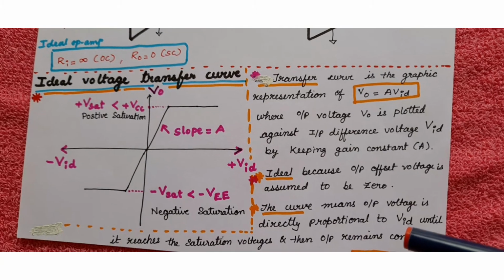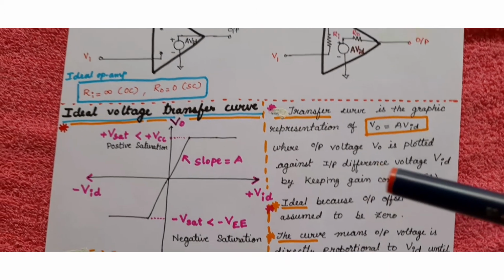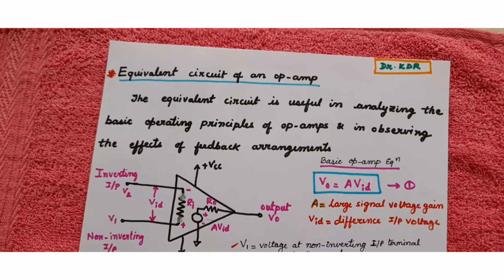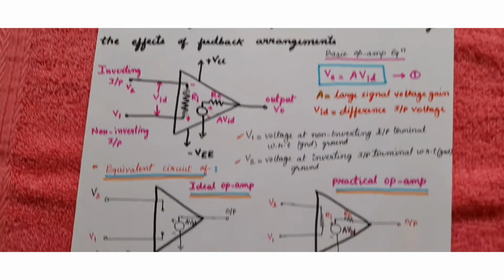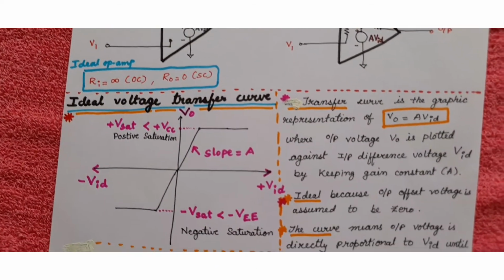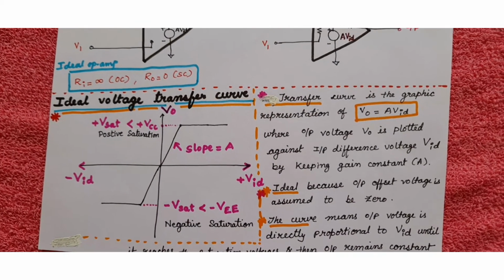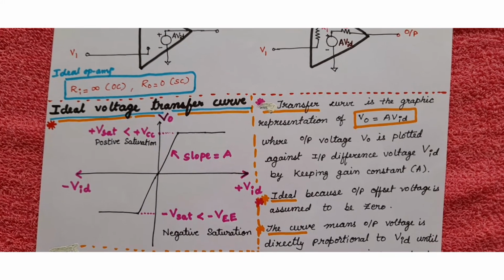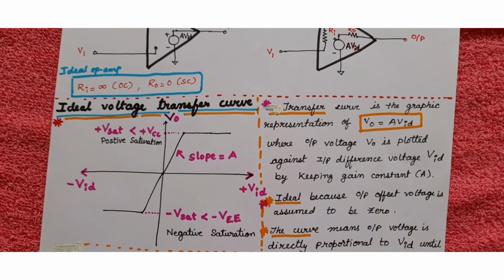I hope you have understood the two topics today: the equivalent circuit of an op-amp and how to draw it, and the ideal voltage transfer curve and its significance. I hope now you can all tell what the basic op-amp equation is. V0 is equal to A VID.